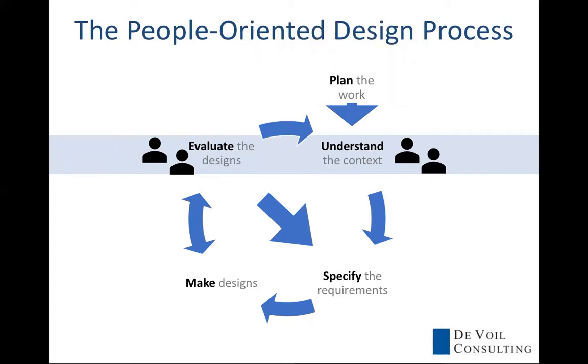Here's a little schematic that shows very clearly that it's a cycle. You can see straight away, this may remind you of some diagrams that you've seen describing agile methods. And people-oriented design does fit in very, very well with an agile approach. So I put some extra words in here: plan the work, understand the context, specify the requirements, make designs, and evaluate the designs. And these are the sort of headings from the international standard, although I've changed the wording very slightly to make it a little bit clearer.